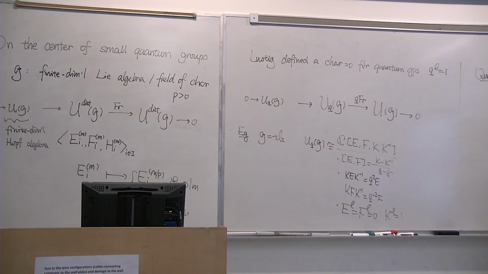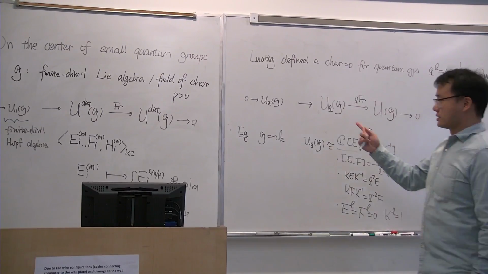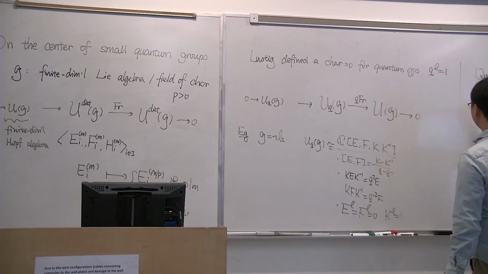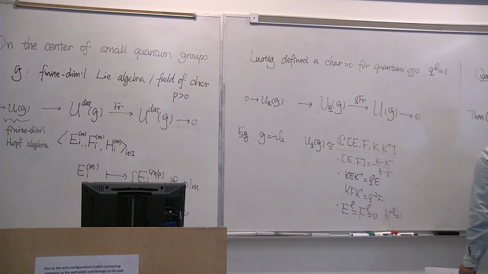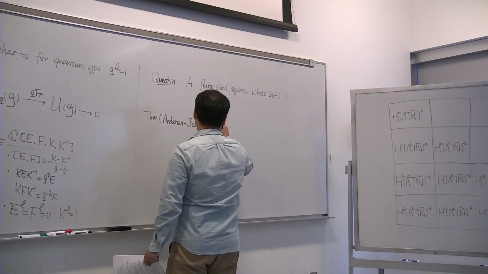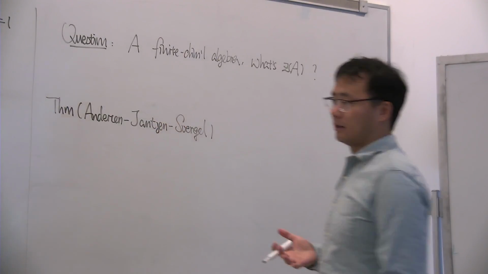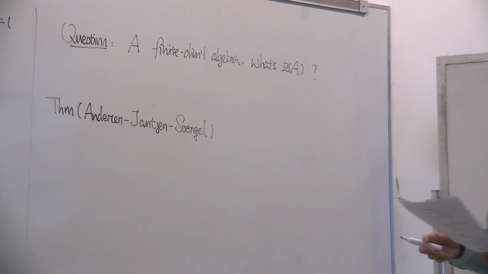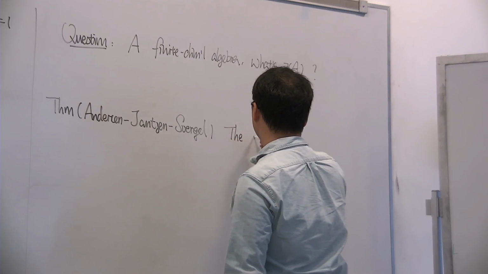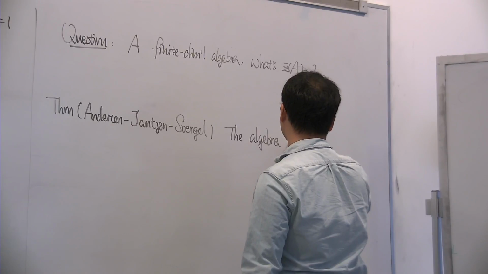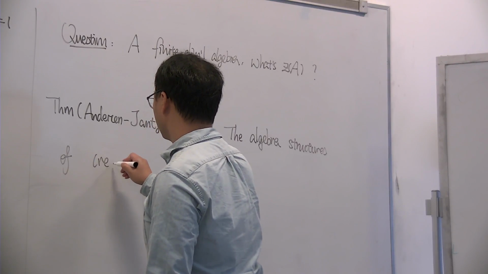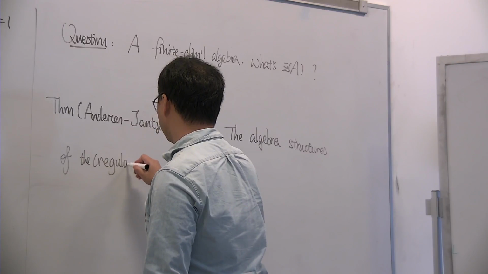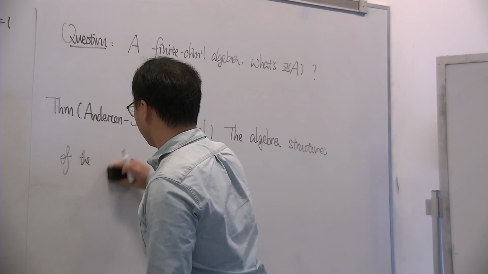So I'll report some partial progress relating to these two cases. What's nice about these algebras is that I'm going to quote the following theorem of Andersen, Jantzen, and Soergel, which says that this is really a God-given, natural object to study in this setting. It says the algebra structure of the centers of the regular block, of the principal block, I'll explain this notion afterwards.